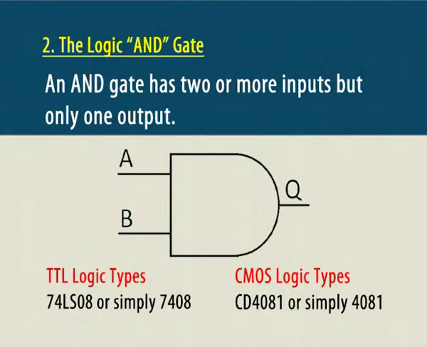The two-input digital logic AND gate IC can be obtained in two forms. The TTL logic types, usually with the inscriptions 74LS08 or simply 7408, and the CMOS logic types with the inscription CD4081 or simply 4081.